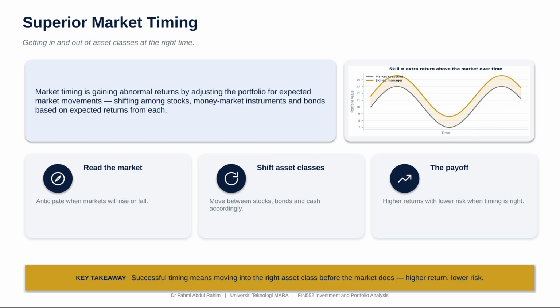The little chart shows the idea: a skilled manager, the gold line, stays above the market through good timing. The takeaway: successful timing means moving into the right asset class before the market does, which gives you both higher return and lower risk. It sounds easy, but timing the market consistently is extremely difficult, which is why it is regarded as a genuine skill.